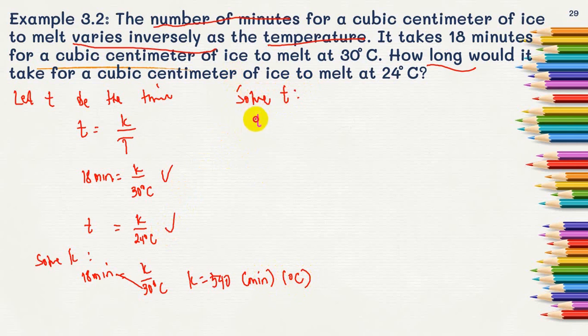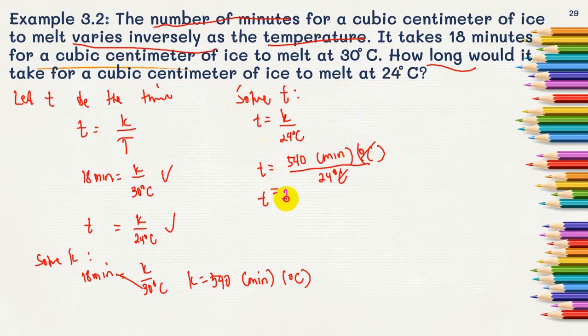Using the second equation, t equals k over 24 degrees centigrade. Now, substitute the value of k, which is 540 minutes degree centigrade. And the unit of answer that we will be needing is minutes, right? So, over 24 degrees centigrade. Alright? So, 540 divided by 24, it's 22.5.